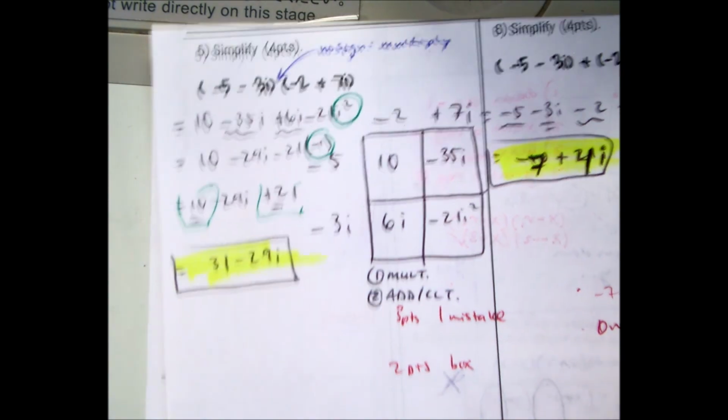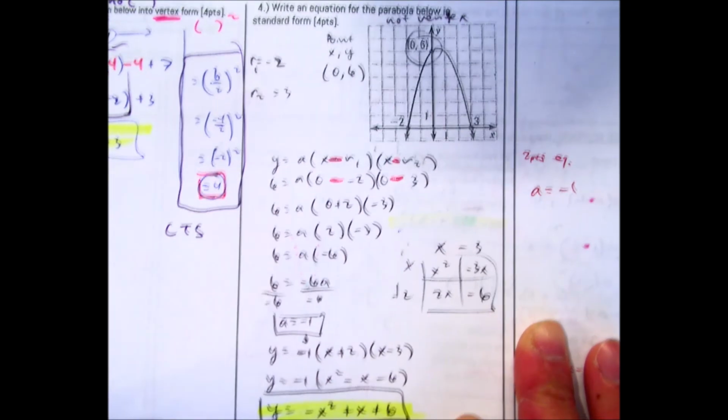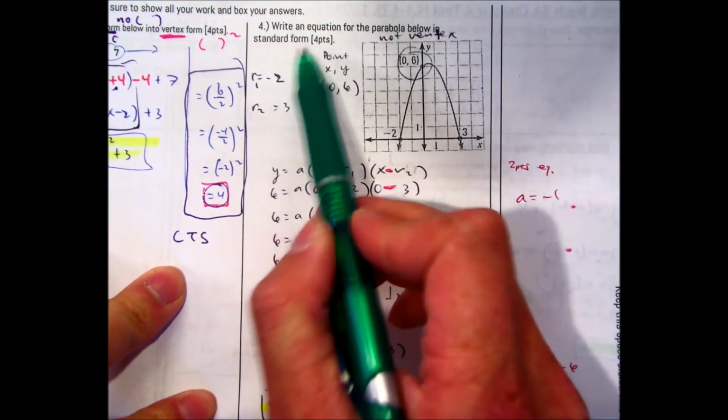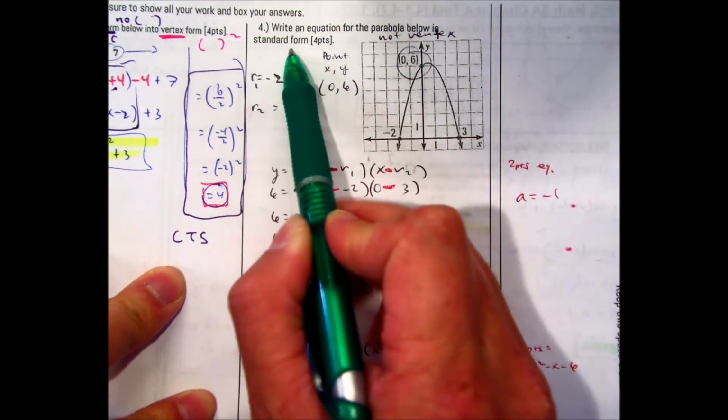Question number, should have done 4 first. Number 4. Write an equation for the parabola below in standard form.